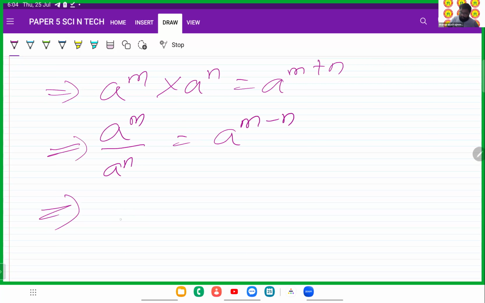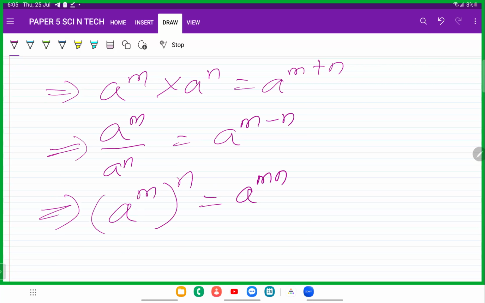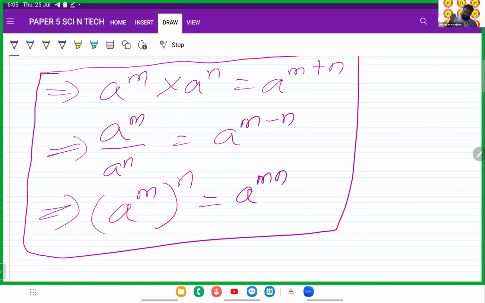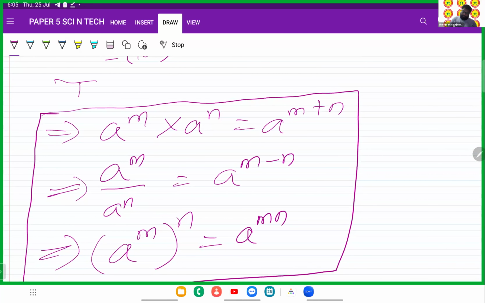And what about this? a to the power of m whole to the power of n is equal to a to the power of m into n. So Sai Karthik, is that you telling all these answers? Yes, sir. So these are the three laws we discussed. Please make a note of it.